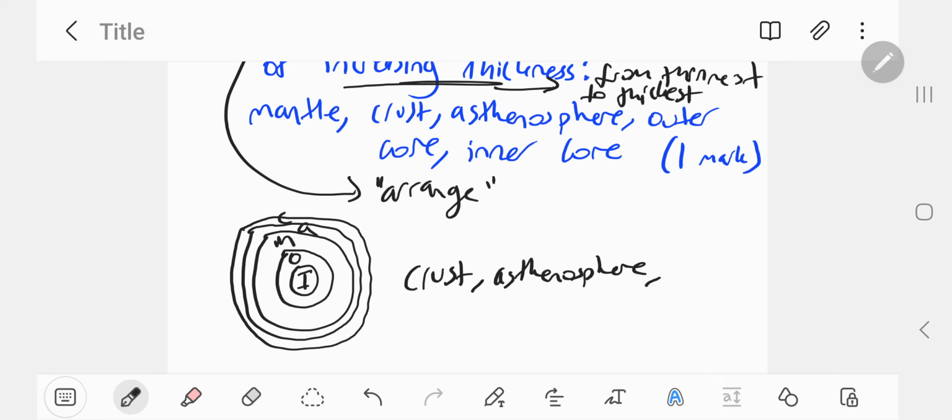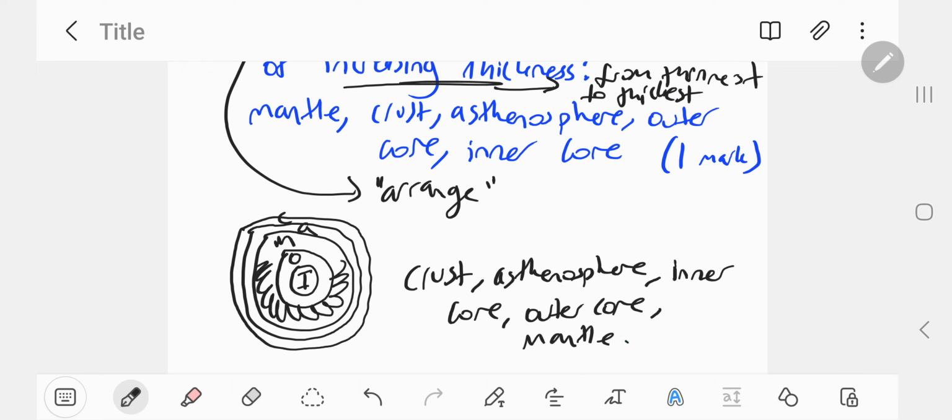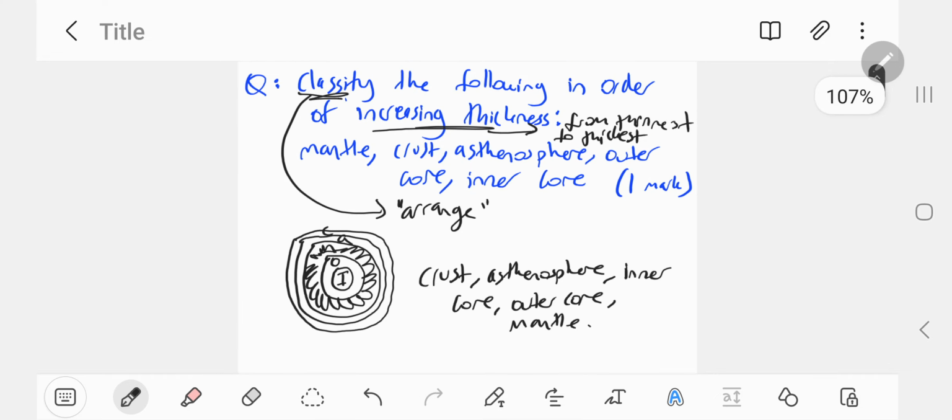And then it's the outer core. Apologies, it's the inner core. Inner core is about 1,200 to 1,500 kilometers thick. Then it's the outer core, which is around 2,200 kilometers thick. And then it's the mantle. The mantle's the thickest because if you look at the diagram, it tends to have the greatest area. And that's how you answer a classify question.